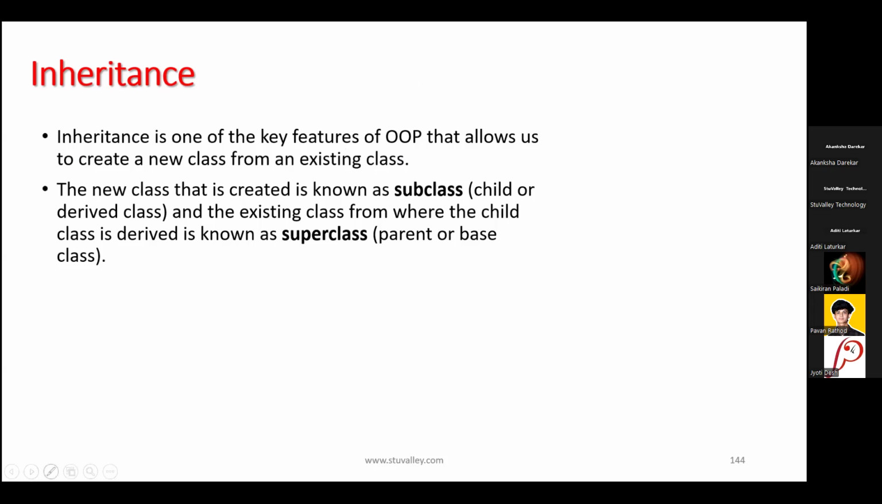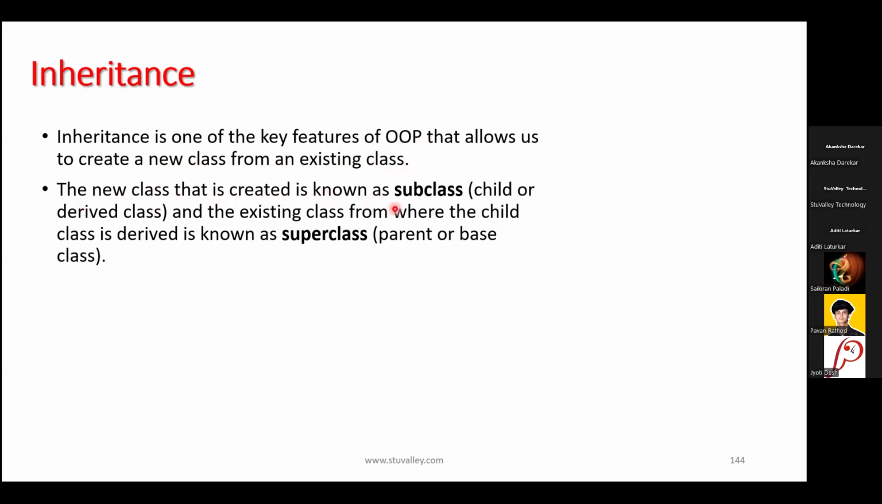So inheritance is one of the key features of OOPS that allows us to create new classes from an existing class. This is the basic definition for inheritance. That is, we are creating a new class from an existing class. We have seen one example. We acquire some properties of our parents because we are inheriting some properties from our parents, from our grandparents, right? So same thing here in inheritance, we can create a new class from an existing class.